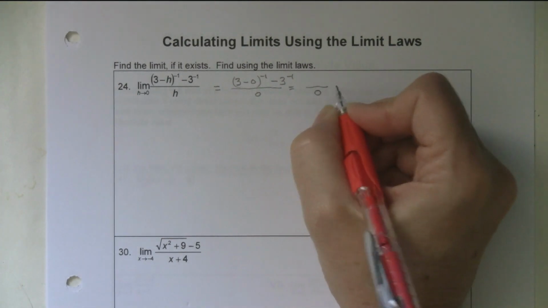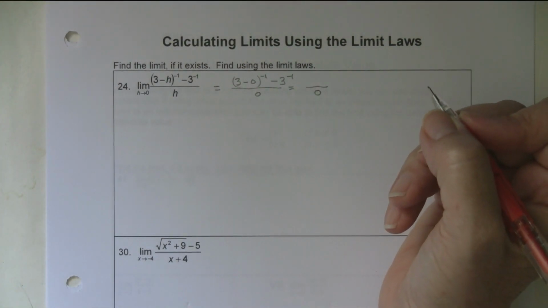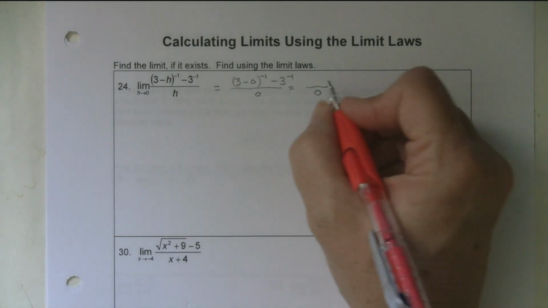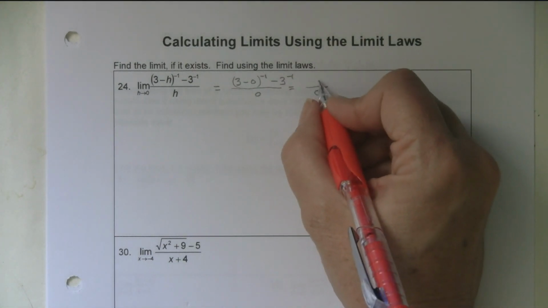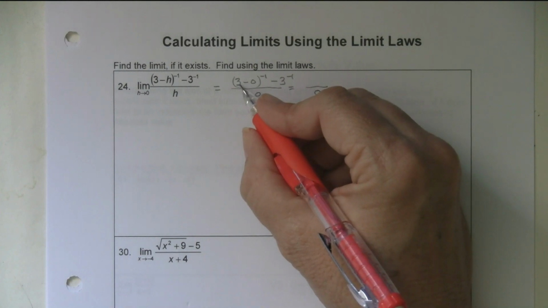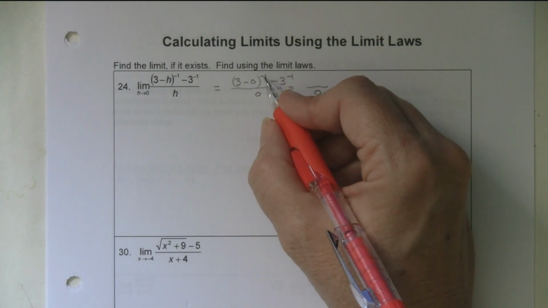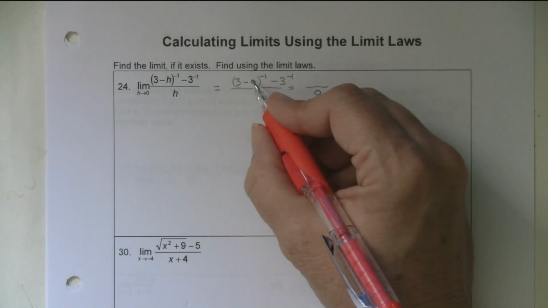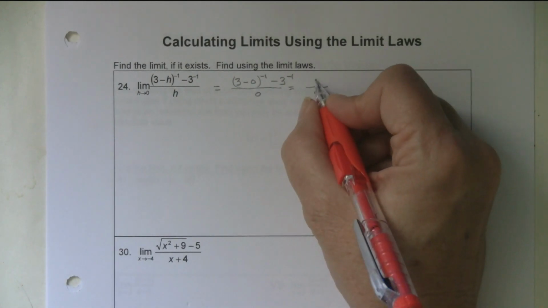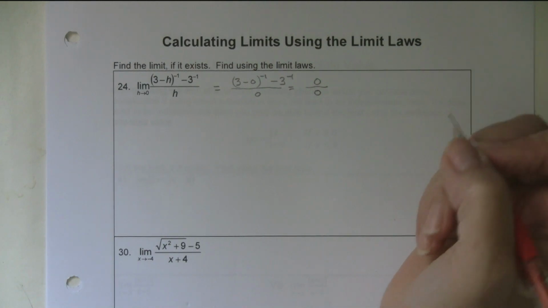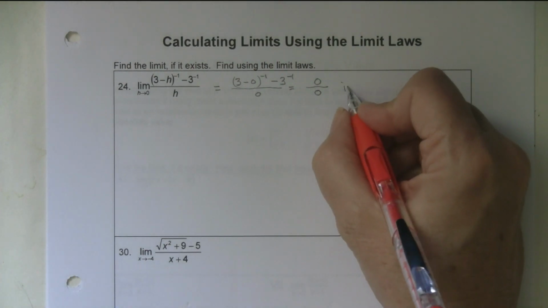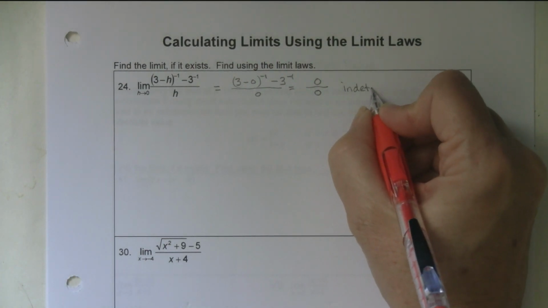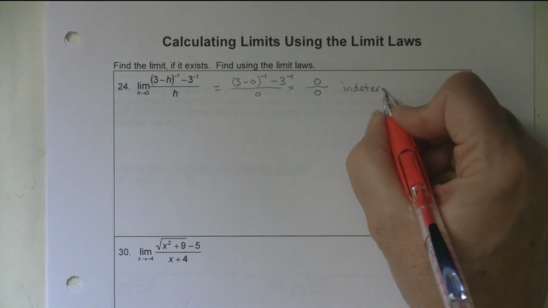So I know it is not appropriate to use direct substitution without first doing something else. So I want to know, is the numerator also 0? And it is, because it's 3 raised to the negative 1, which is 1/3, minus 3 raised to the negative 1, which is 1/3, and 1/3 minus 1/3 is 0, right? So this is indeterminate. And indeterminate means you've got to work harder.